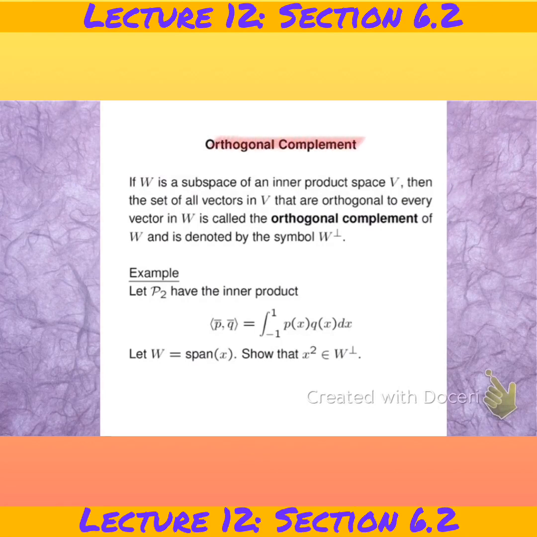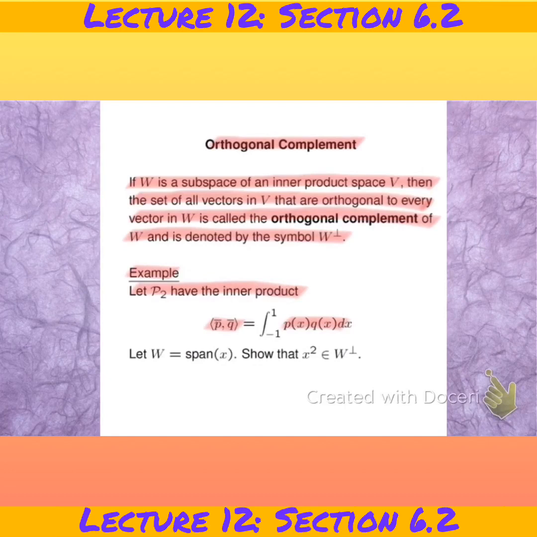So if W is a subspace of an inner product space V, then the set of all vectors in V that are orthogonal to every vector in W is called the orthogonal complement of W, and it's denoted by that symbol there. So the orthogonal complement of W is just all vectors that are orthogonal to every single vector in W. And again, just as an example, if you've got P2 and you define the inner product on P2 as the integral from -1 to 1 of that function multiplied by that function.